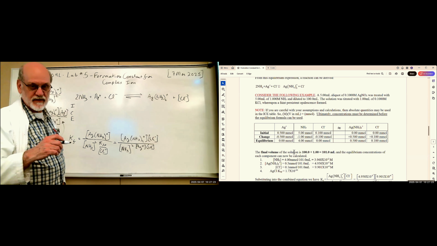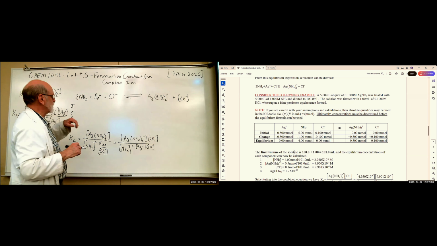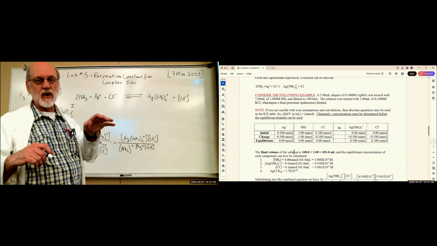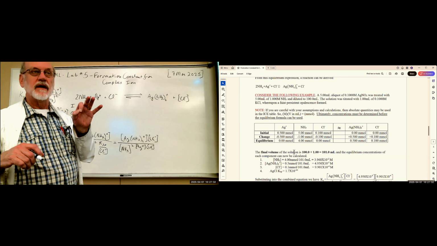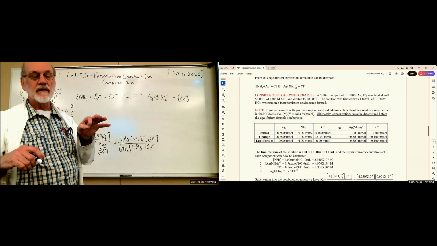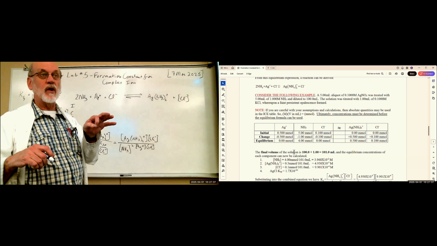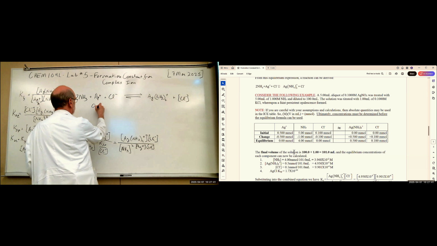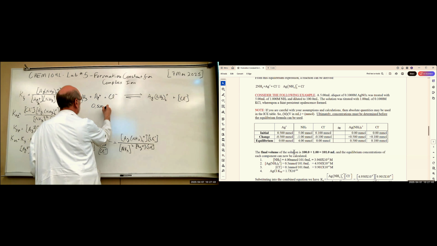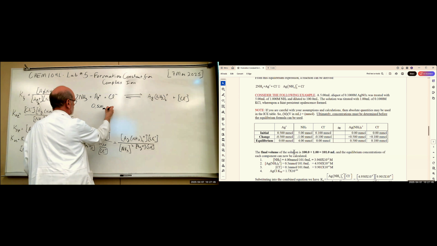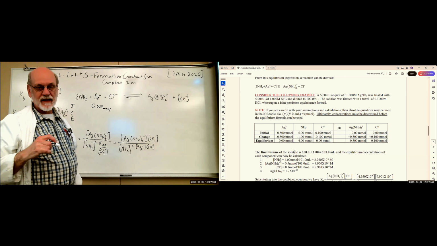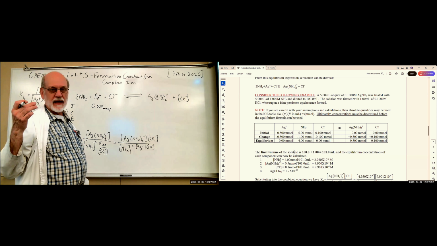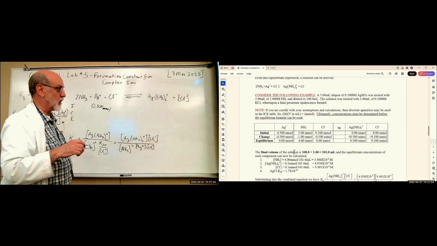But if we take the initial amounts of silver, how much silver did we put in if we have 0.1 molar silver and put 5 mils in? 5 times 0.1 is 0.5 millimoles. Right, that's where that one came from. 0.5 millimoles. Okay. The ammonia is 1 molar times 5 mils, which is 5 millimoles.